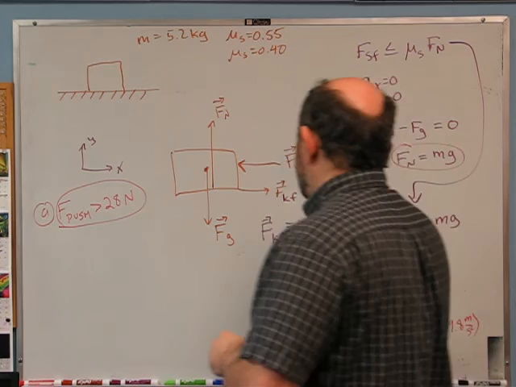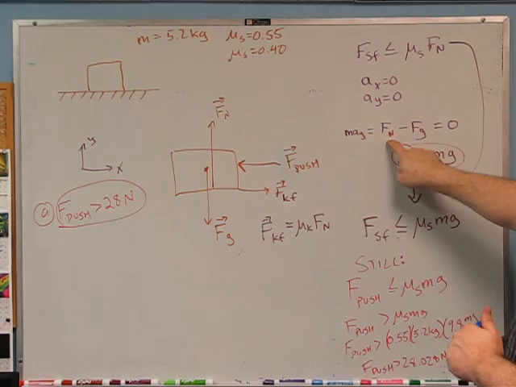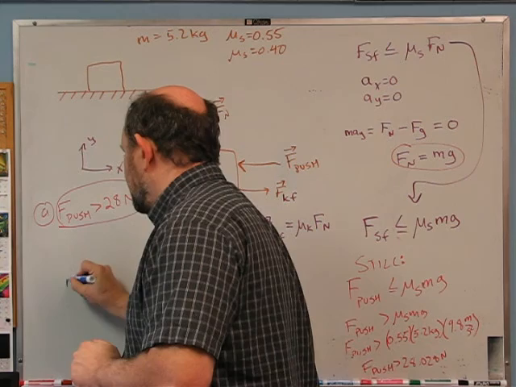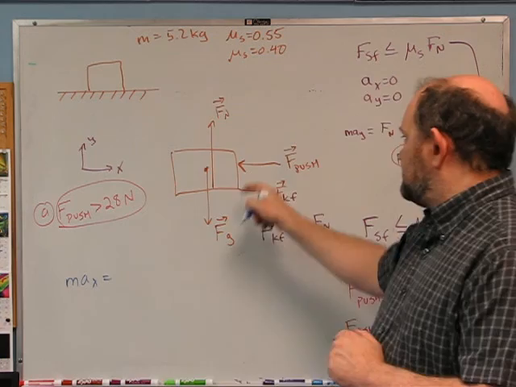This still applies because Ay is still zero, so this still applies, but I need to do Ax over, it's almost the same, max as before. In the plus x direction we have kinetic friction, and in the minus x direction we have F push. So Fkf minus F push.